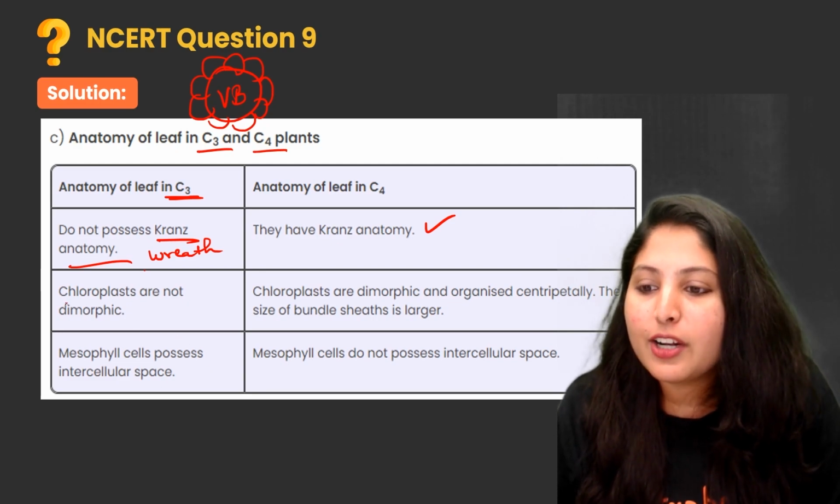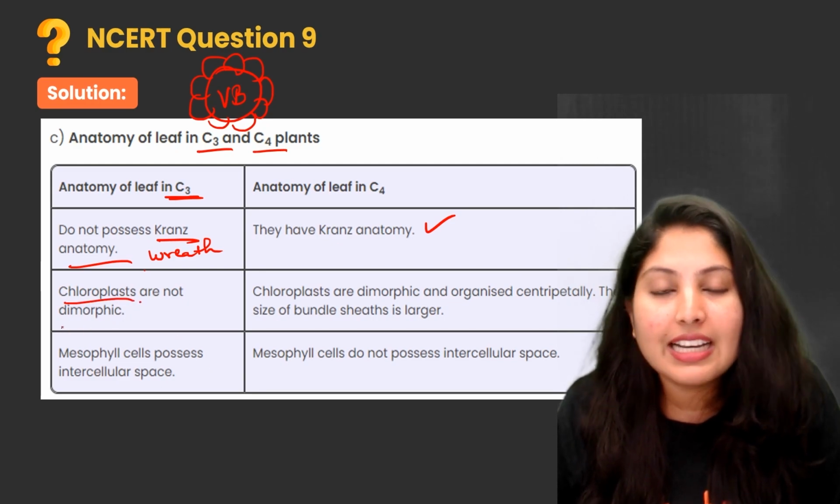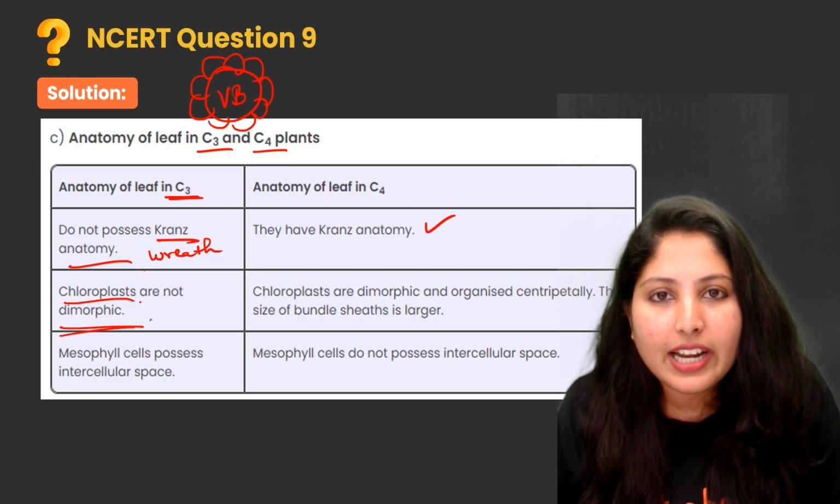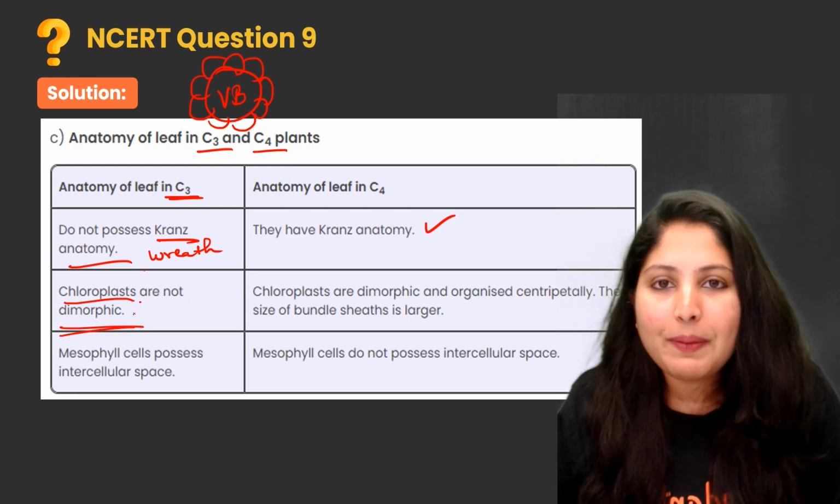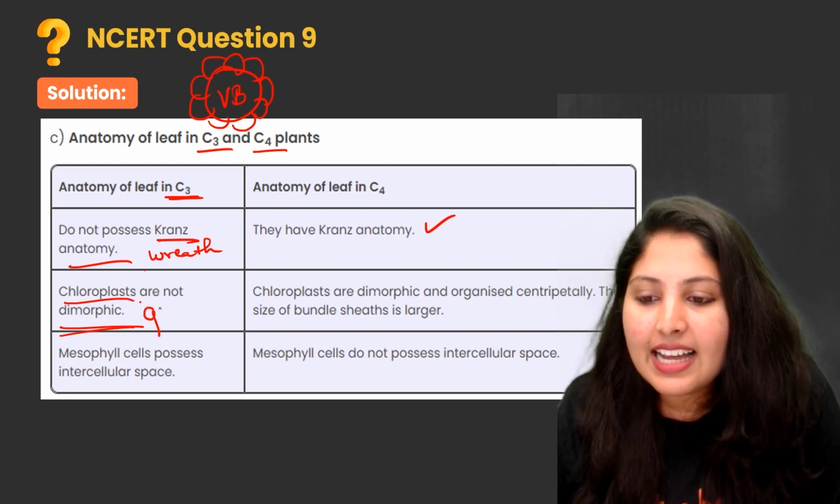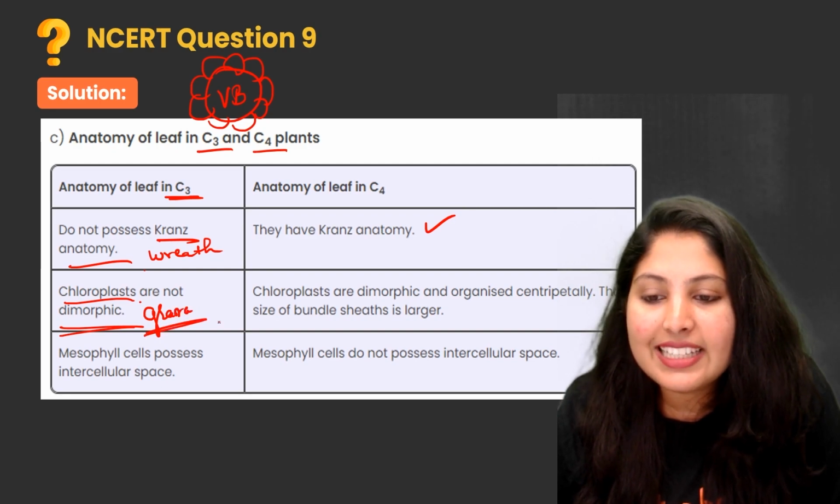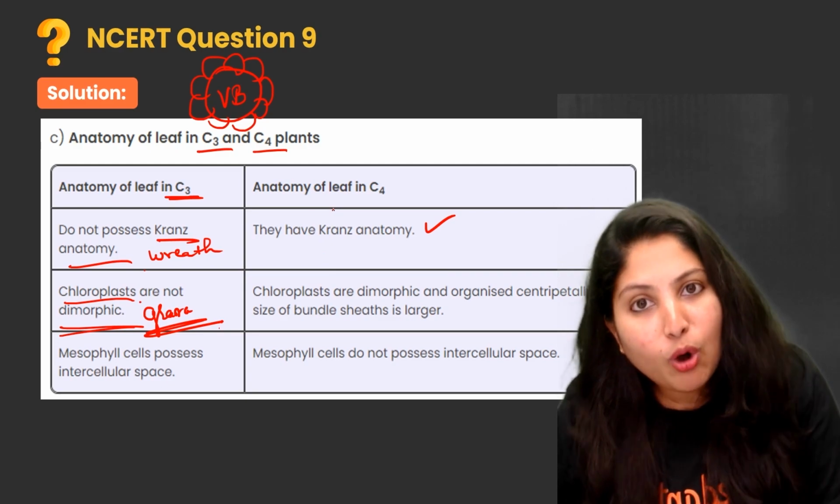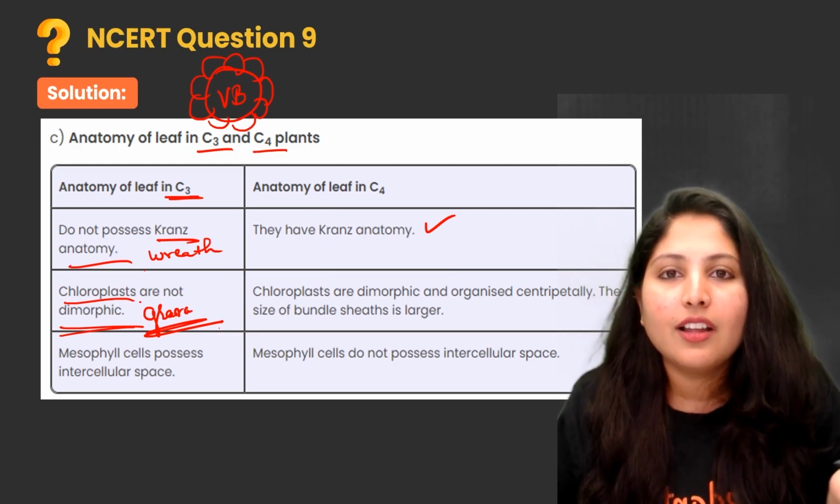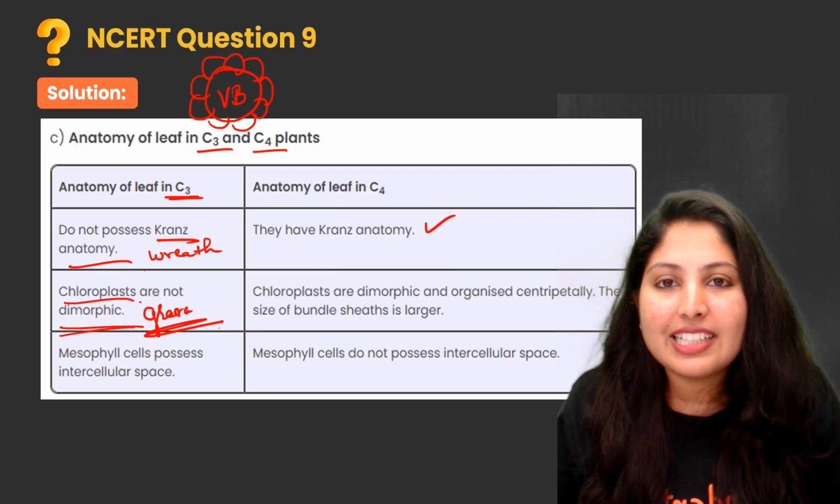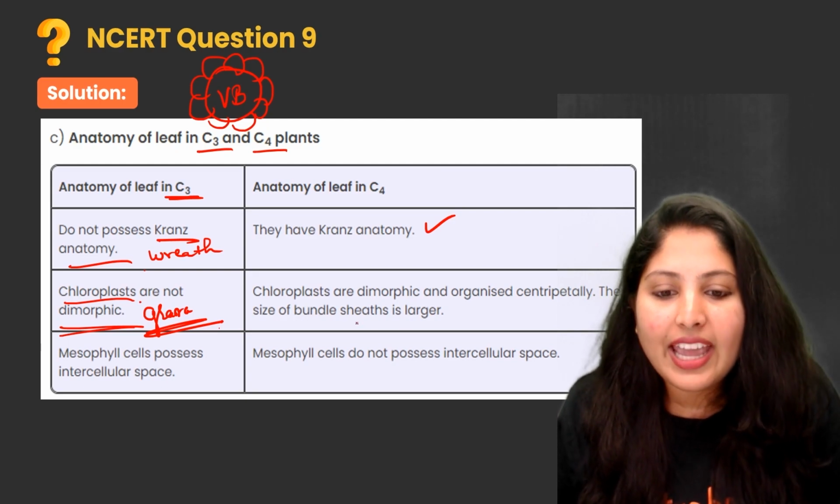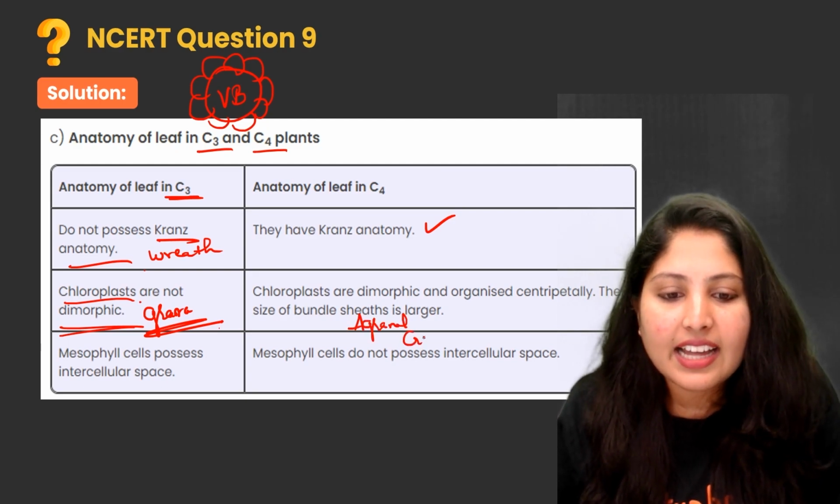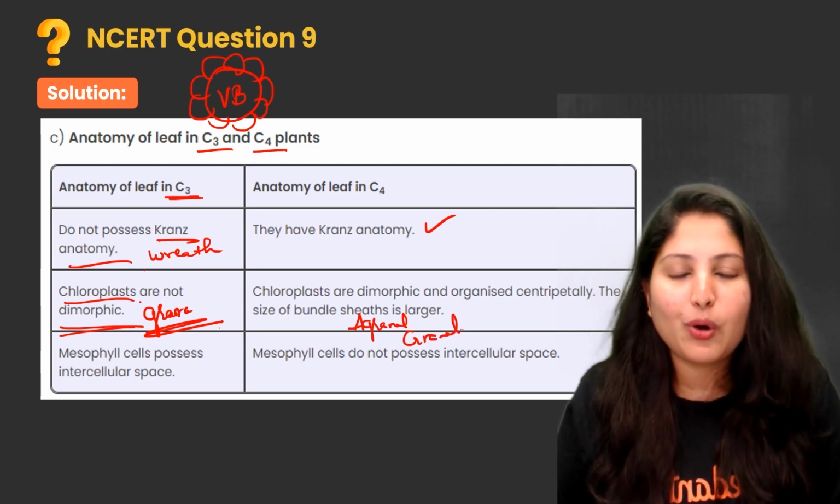Next, chloroplast is not dimorphic in C3. That means only one type of chloroplast is present, that is the chloroplast containing grana. But in the C4 pathway, we can find both the chloroplast containing grana and the chloroplast not containing grana. So agranal chloroplast and granal chloroplast, both we can find.